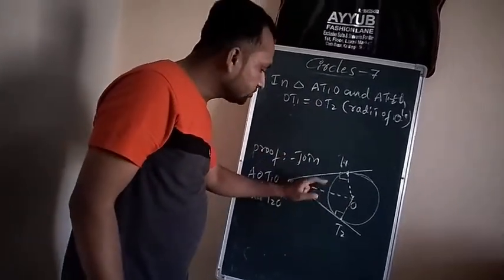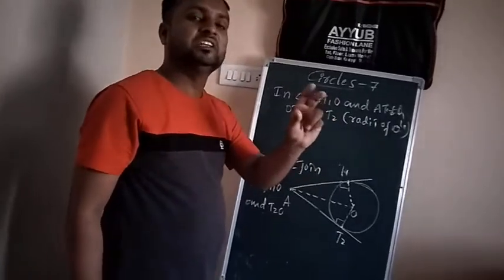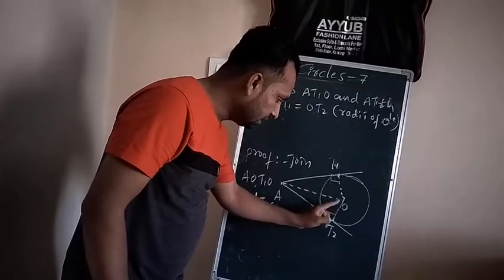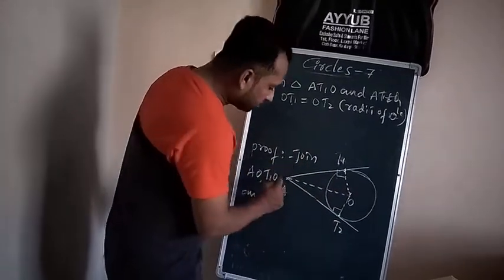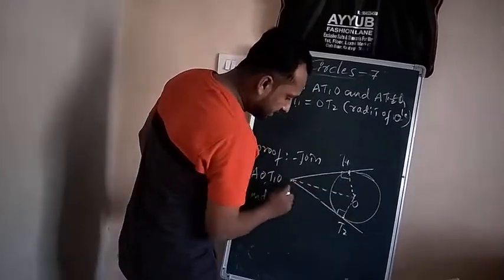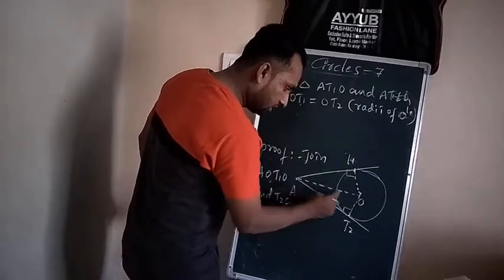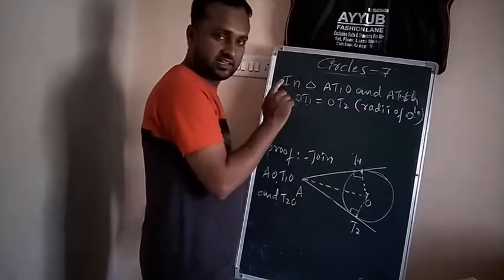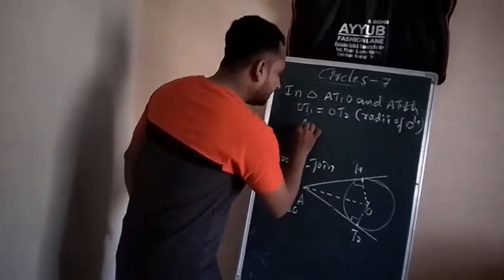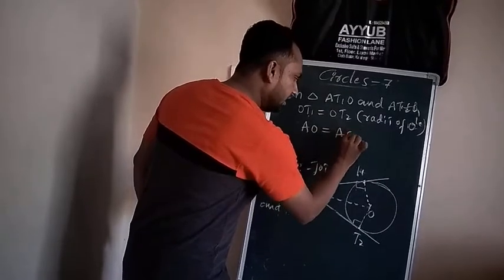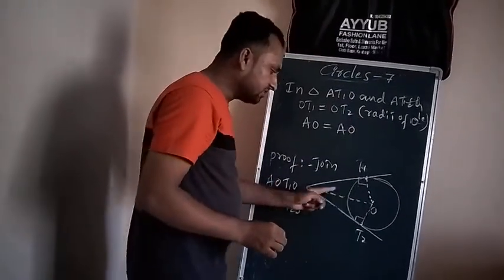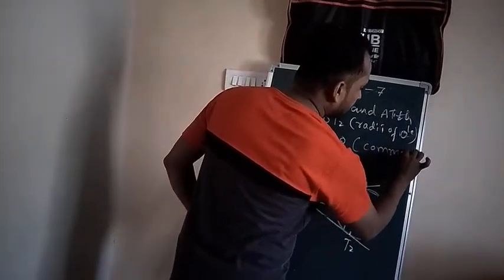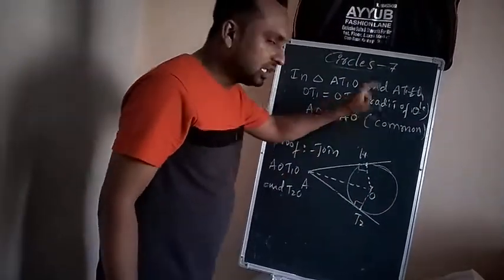For making these two triangles congruent, you require a minimum of 3 equal elements. One element is over here: OT1 and OT2 are equal. What about AO in this triangle, and in this triangle, OA? This is the hypotenuse. The hypotenuse is common to both triangles. Clear? So what can you write here? AO is equal to AO. Why? Because it is a common side to both triangles. Clear? Now two elements are over.